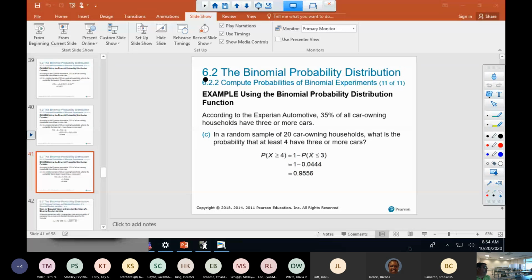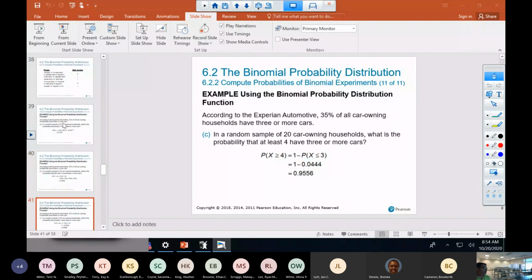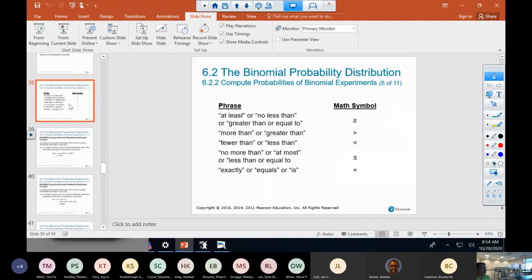Let me go and show you something. In order to understand math, you have to work at it. You have to learn it. And I told you that slide right there was very important. It's so important, I even showed you in 6.1. Now, if you choose not to learn this, then you're going to be the lost puppy in 6.2.